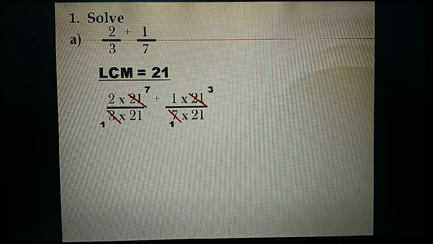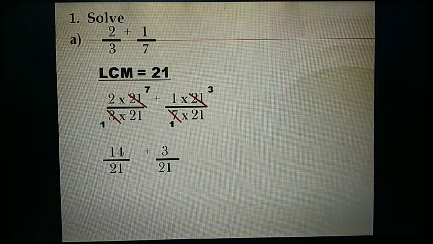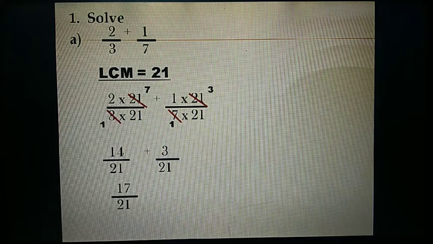Multiply. In the first fraction you are getting 2 and 7 in the numerator, so it's 2 into 7, 14 upon 21. In the second one it's 1 and 3, so 1 into 3, 3 upon 21. Adding the two as they are like now, we will get 17 upon 21. As they don't have any common factor, we can leave it here.